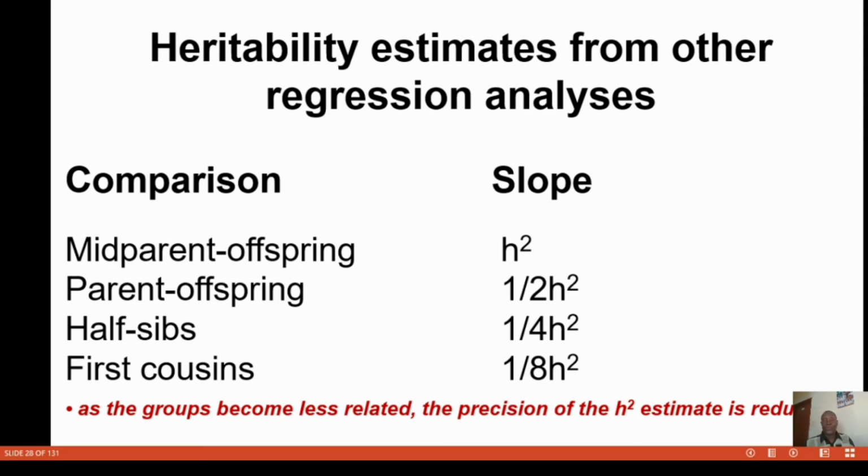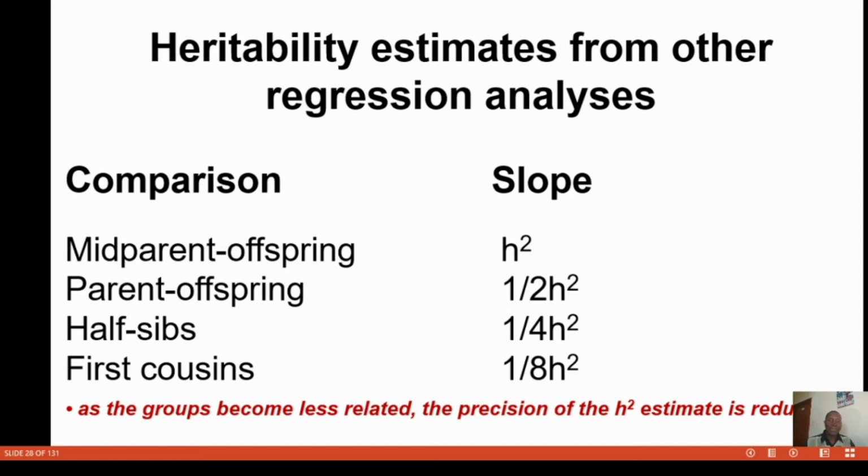We can also do a parent offspring regression, and we can see the value of the heritability getting to 50%, half sibs getting to 1/4, first cousins getting to 1/8.